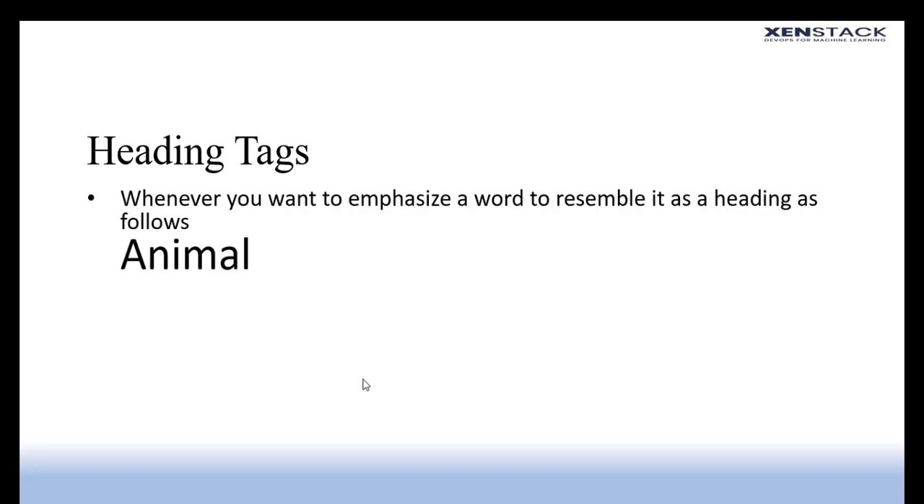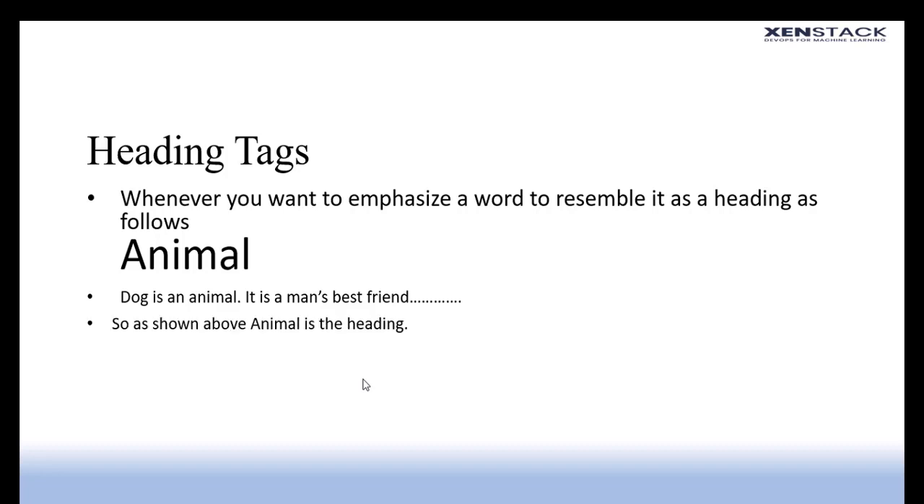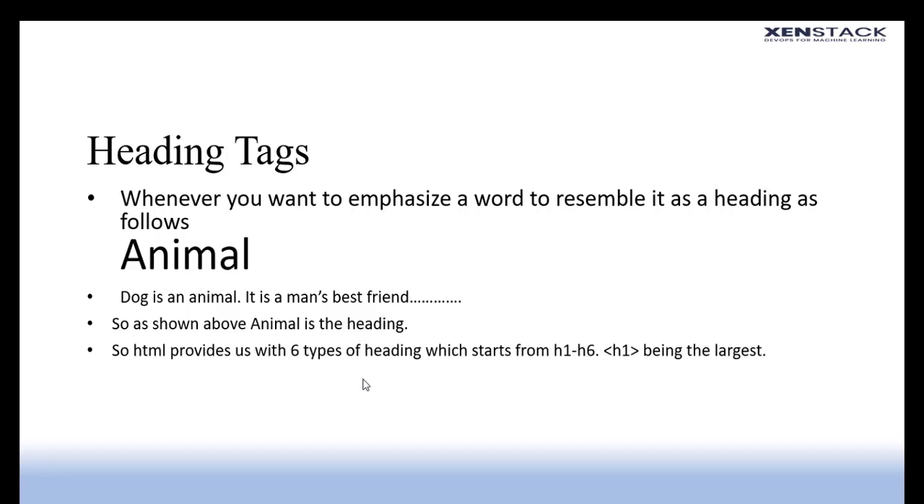Heading tag is simply when you want to emphasize a word or a statement, to declare it as a heading. For example, if here I want to write about animal, I will be writing animal as bold, like a heading. Then later I would be writing, dog is an animal, it's man's best friend. So as shown above, animal is the heading here. HTML provides 6 types of heading which start from H1 to H6, where H1 is the largest.